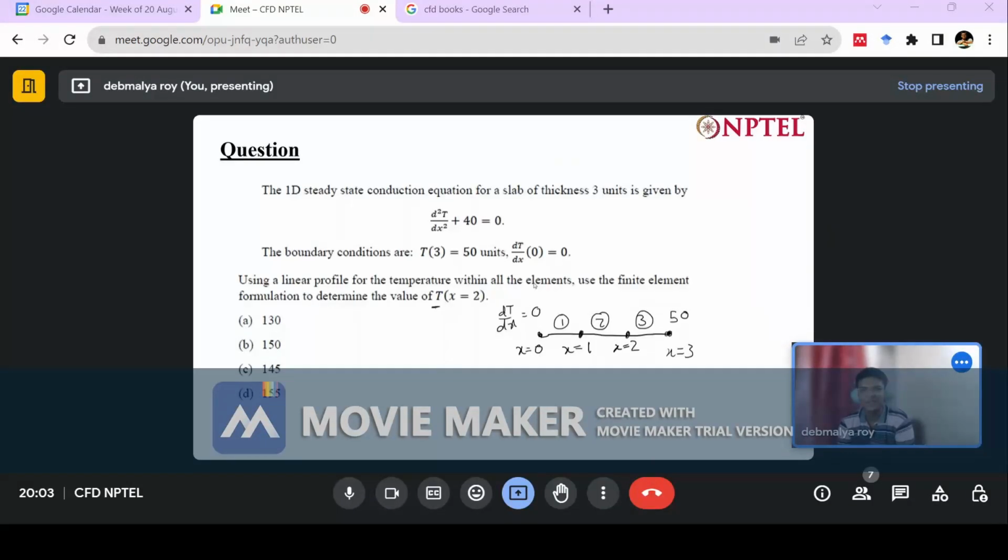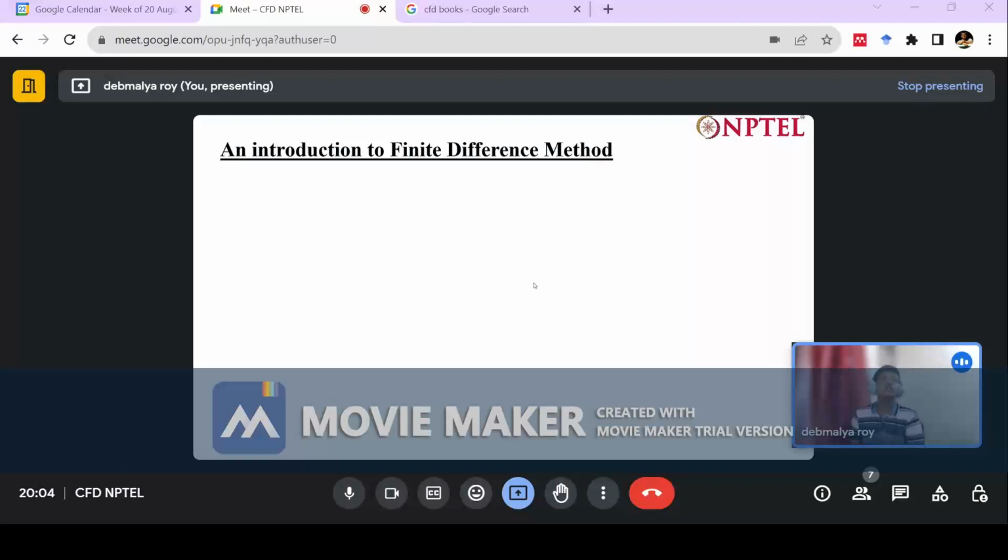All right. Is there any question regarding FEM? We will move to the next part now. We will move to finite difference, and hopefully I want to start the discussion of finite volume as well in today's session.